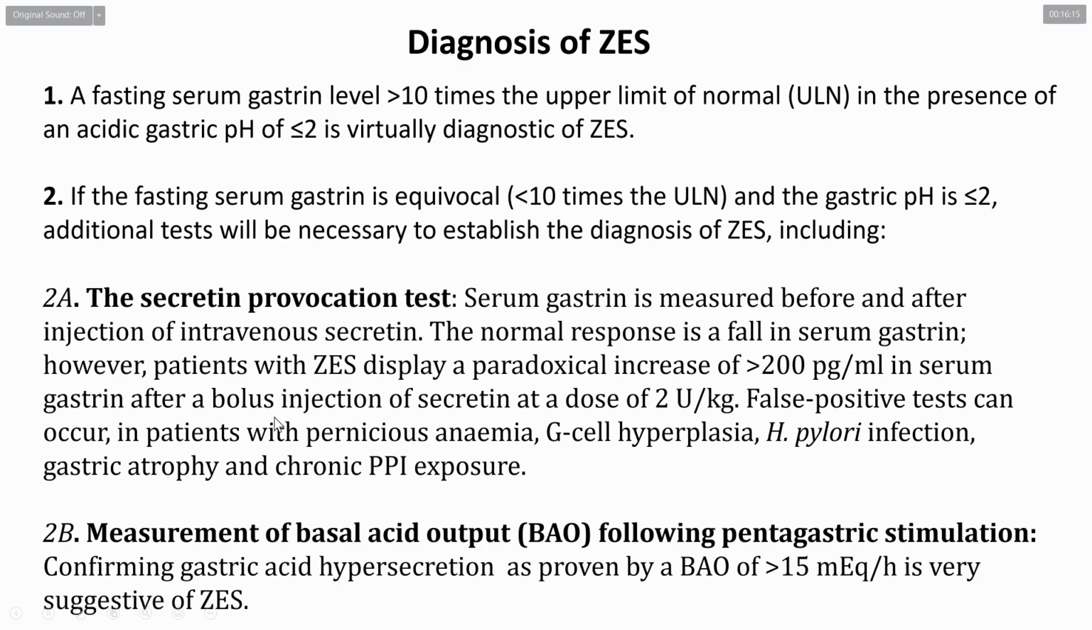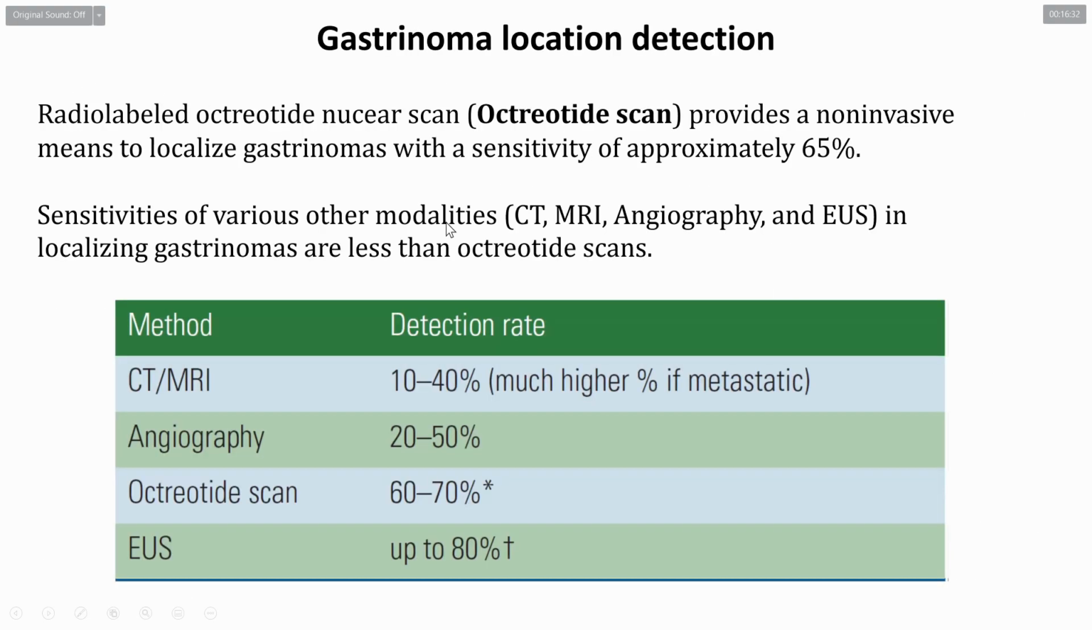And sometimes we measure the basal acid output. I will not ask you about those, okay? I just want you to know that Zollinger-Ellison syndrome is very inappropriate, very acidic stomach, and very high gastrin and hydrochloric acid. How do we localize the tumor?